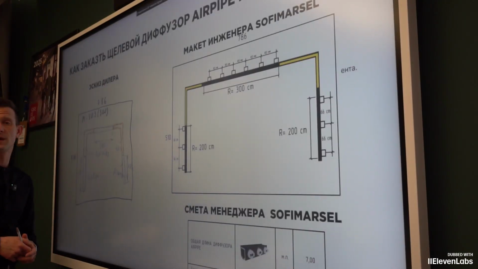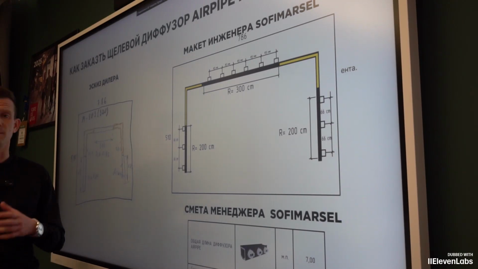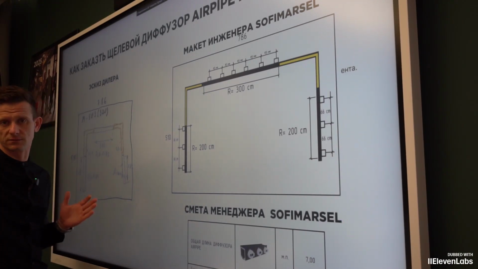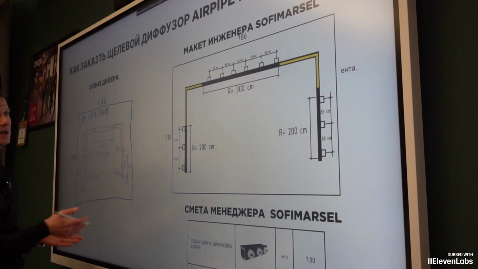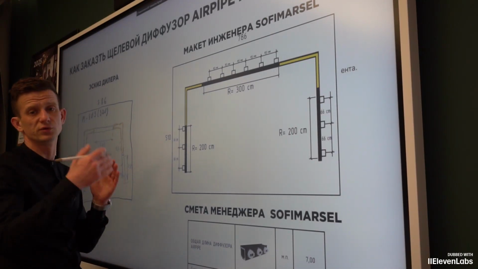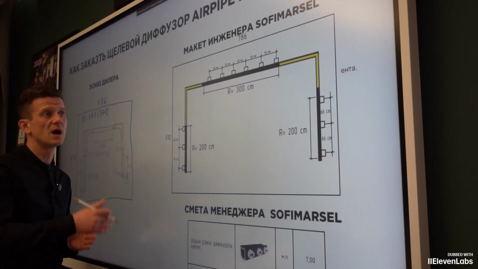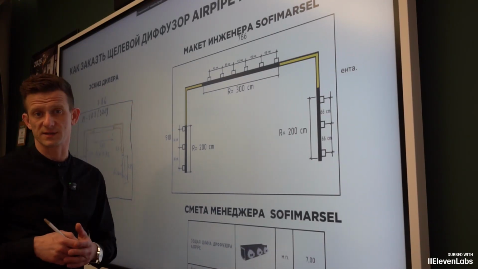How to order an AIRPIPE slot diffuser? As I'm saying, it's very simple. You can either order a specific length or, if you want more detailed calculation, you can order a model, as it happens with structures, where an engineer will calculate the length of the diffuser for you, accordingly its cost, as well as the number of necessary cut-ins.